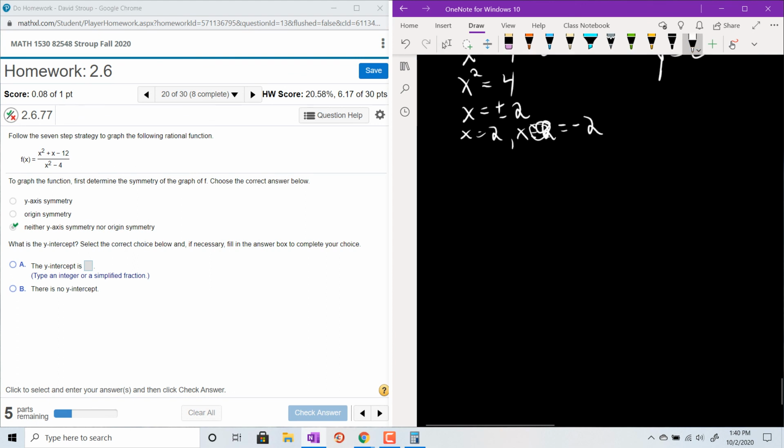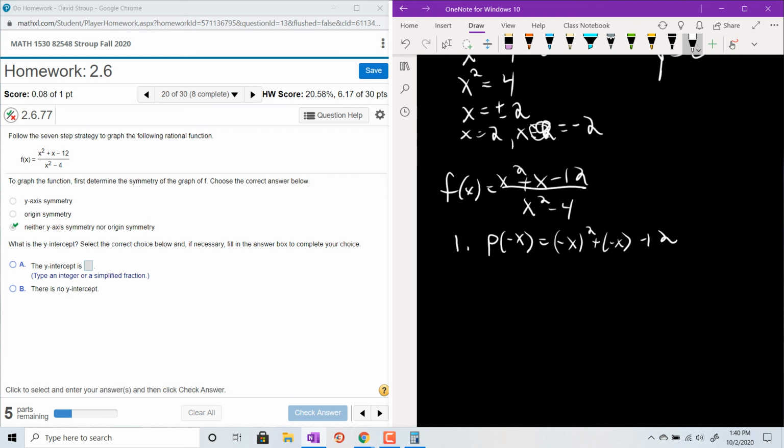So this guy, the example f of x equals x squared plus x minus 12 all over x squared minus 4. And so first, what do we do? The symmetry. Okay, so the numerator p negative x. If I put negative x in, I get negative x squared plus negative x minus 12, equals x squared minus x minus 12. So the problem here is one sign changed, but the other two didn't. All of them have to stay the same, or all of them have to change for you even to have a chance of even or odd symmetry. So this is a neither right off the bat.